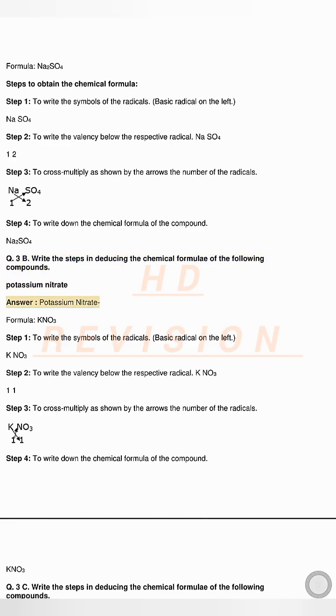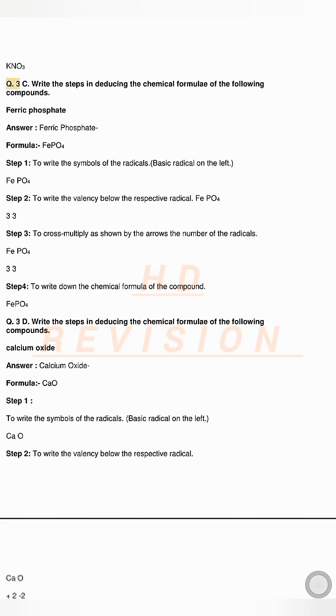Q3. B. Write the steps in deducing the chemical formulae of the following compounds. Potassium nitrate. Answer. Potassium nitrate. Formula: KNO3. Step 1. To write the symbols of the radicals, basic radical on the left: KNO3. Step 2. To write the valency below the respective radical: KNO3, 1, 1. Step 3. To cross-multiply as shown by the arrows the number of the radicals. Step 4. To write down the chemical formula of the compound: KNO3.